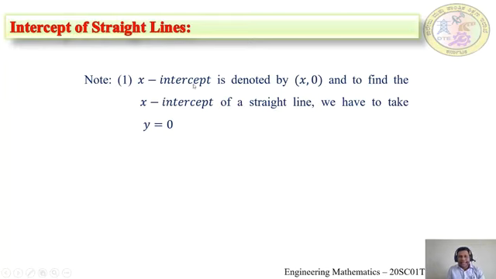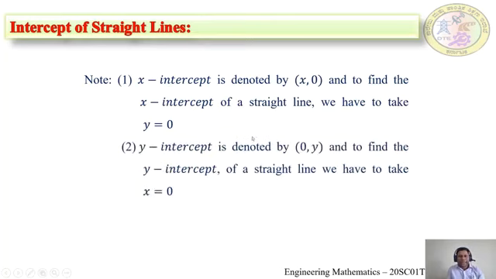The x intercept is denoted by (x, 0). Generally, for an x intercept, what is the y value? It will be 0. So where we write x, y, in the place of y we write 0. The x intercept is always denoted by (x, 0). And to find the x intercept of a straight line, we have to take y equal to 0. In the straight line they give, if you take y equal to 0, then we get the x intercept.